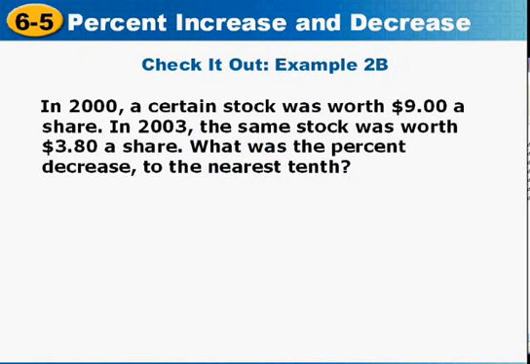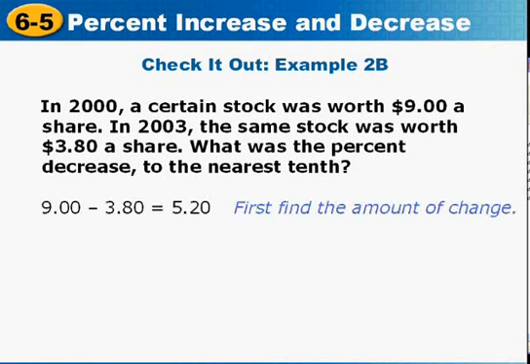So, here's an additional check it out. Remember, the check it outs you have to do on your own before you continue on through the example. In 2000, a certain stock was worth $9 a share. In 2003, the same stock was worth $3.80 a share. What was the percent decrease to the nearest tenth? So go ahead and hit pause and try this problem.